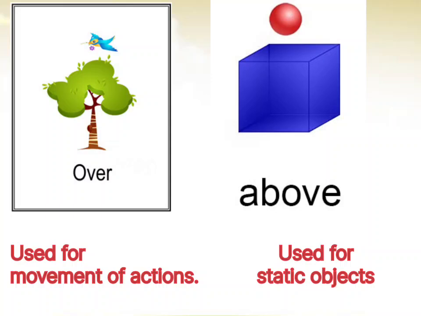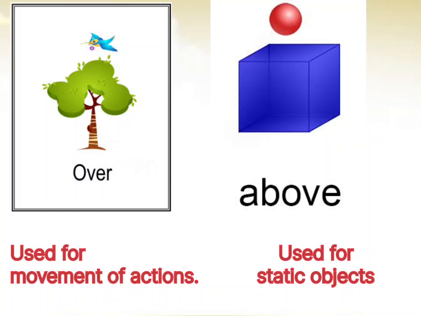As you can see in the first example, the bird is flying over the tree. Bird is flying. वो moving position में है. So over is used for movement of action. Next, above. It is also used for higher position. ये भी ऊपर की चीज़ों के लिए यूज हो रहा है, but it is used for static object. यानी कि when the object is in static, means not moving position, स्थिर है, then we use above.